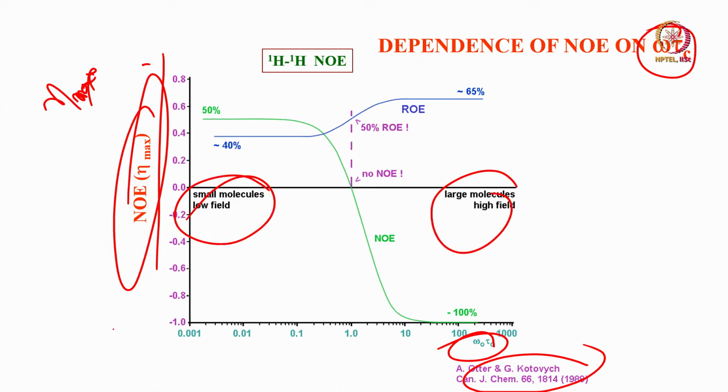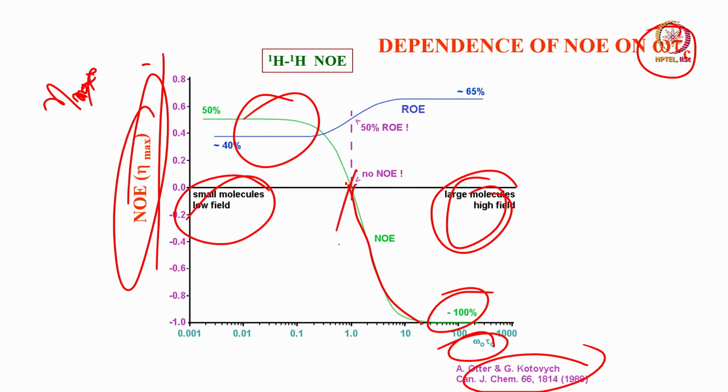For small molecules, if you are in this range, you get 50% NOE. That is another thing, very, very small. And then as you keep crossing this omega tau c limit, it is a negative NOE, minus 100. This is for the large molecule. So, once you cross this omega tau c equal to 1, which is the condition where there is no NOE, then you are going to the higher side, it is a large molecule.